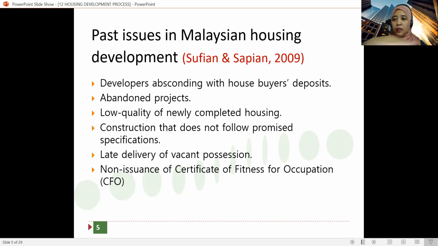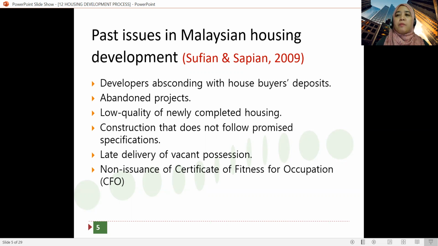Horizontal, because it is not tall. Vertical strata is normal. You look at my back, the tall apartments, the condo, those are high rise. That is vertical strata, normal. But nowadays we also have horizontal strata. It is low rise, for instance a double storey terrace, where you will only own the building, not the land.